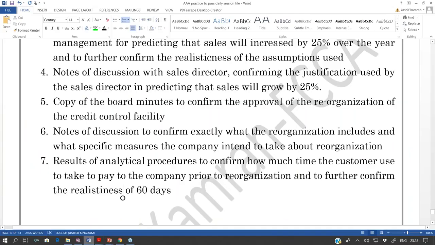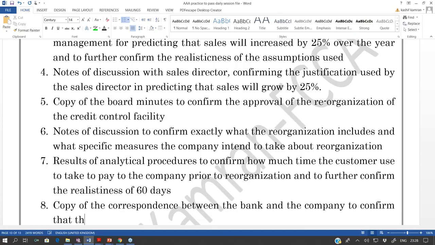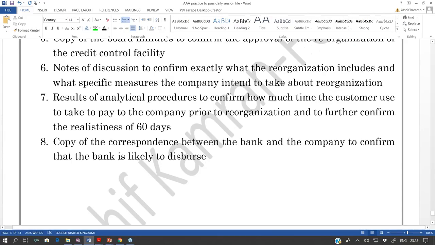Copy of the correspondence between the bank and the company to confirm that the bank is likely to disburse a loan in January. The bank is likely to disburse a loan in January.